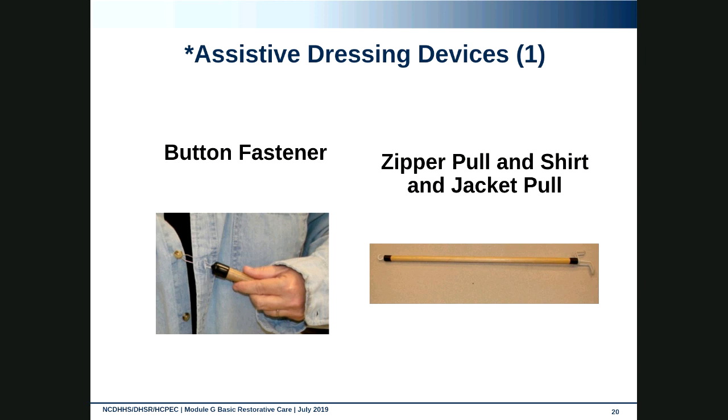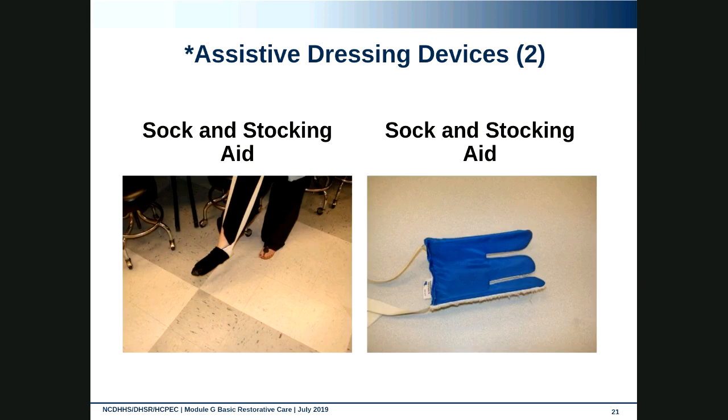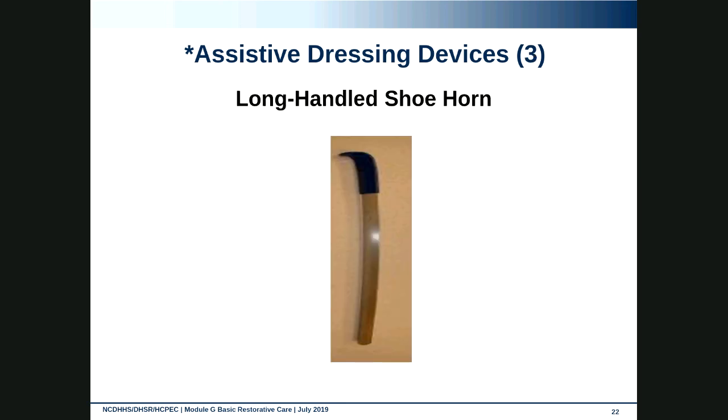The sock and stocking aid is to put on socks, obviously. You wrap the sock around the aid, slide the foot into the sock, and then use a single strap in your strong arm to pull the sock into place. The long-handled shoehorn is to help get shoes on. If you don't have the ability to use two hands to help get your shoe wrapped around your foot or your heel, the shoehorn can help you get the shoes on.